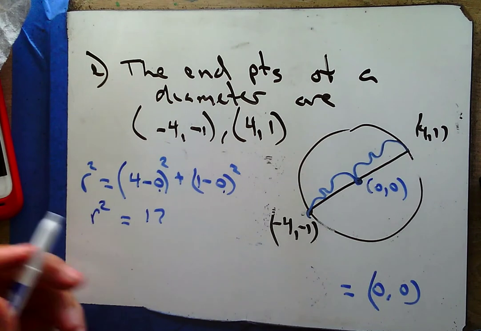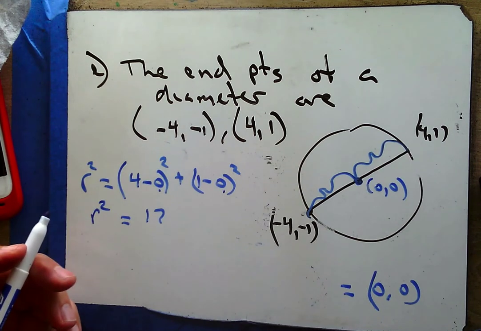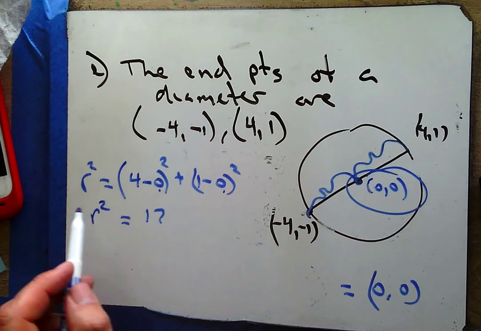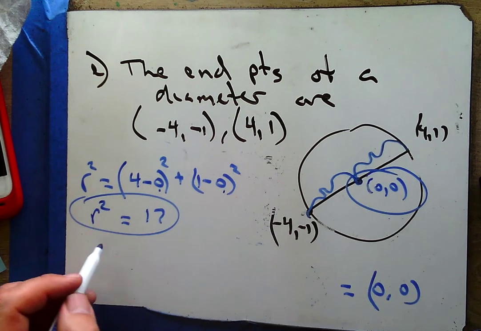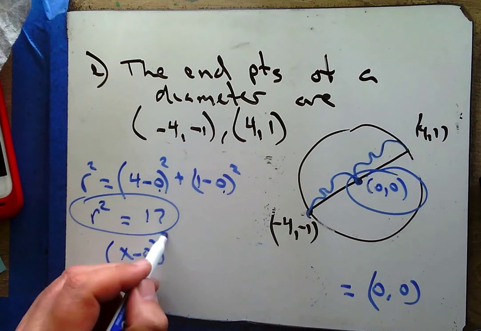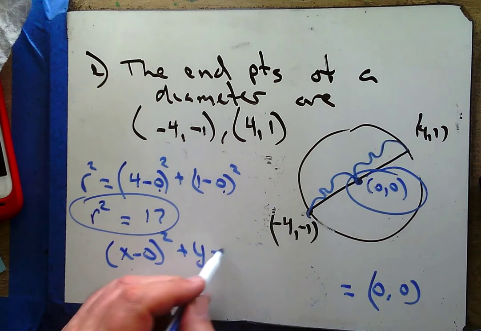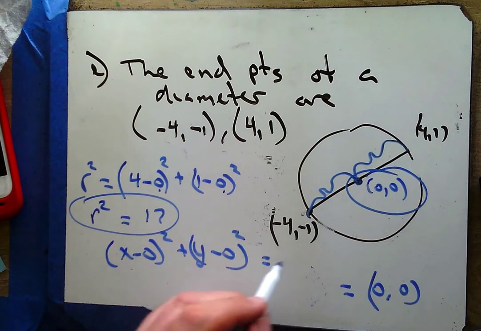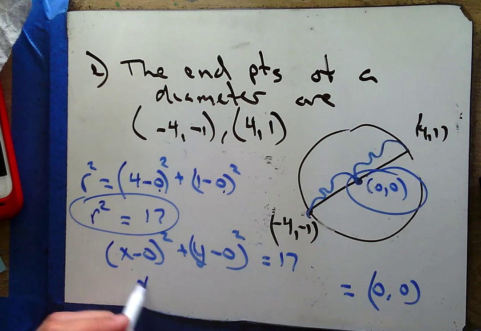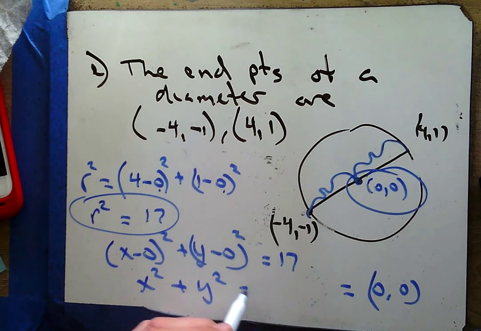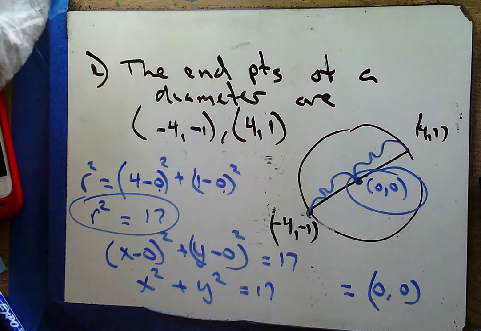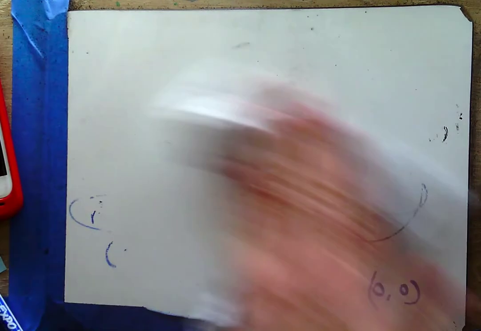Okay, so can we write the equation of the circle? Sure, if we know the center, we know radius squared. So I'm going to have (x - 0)² + (y - 0)² = 17. Or simply x² + y² = 17. Okie doke. Now it's your turn.